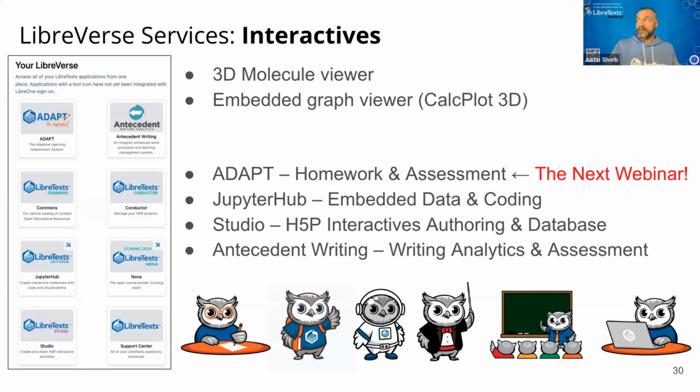And then we do have an H5P authoring database, where you can build H5P things, find a bunch of H5P interactives, and stick those into your books or into homework as well. And then we do have Antecedent Writing, which is another tool to use for possibly working with students to write new pages of a textbook using open pedagogy, and a lot of different tools that we have for getting collaborations between faculty and students, or if you just wanted to use a writing and analytics tool.